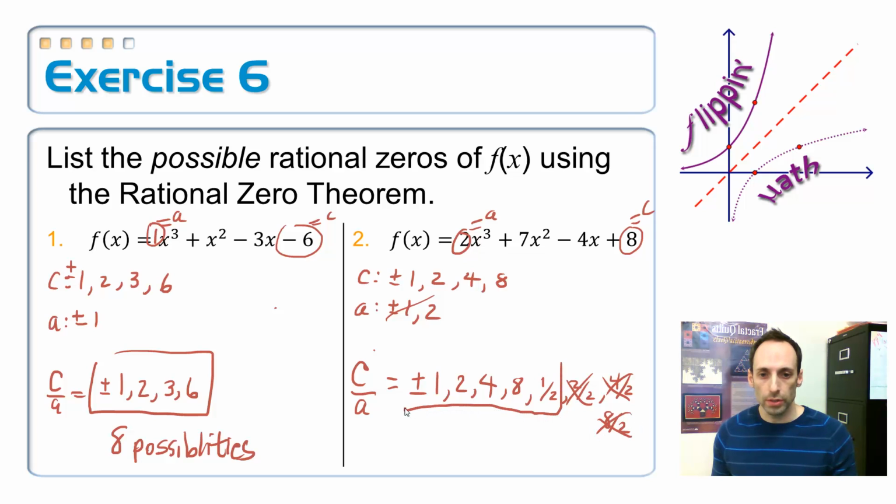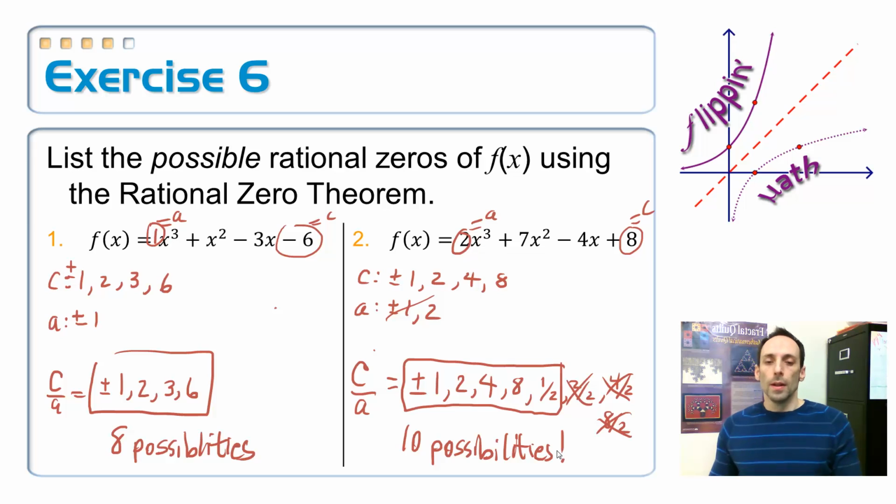So here's our list. This time I've got 1, 2, 3, 4, 5, so times 2, I've got 10 possibilities. So I have 10 things that could possibly be zeros for this function. So here's the next question. Those are possibilities. What do I do with them now? How do I check to see if one of those is actually 0?